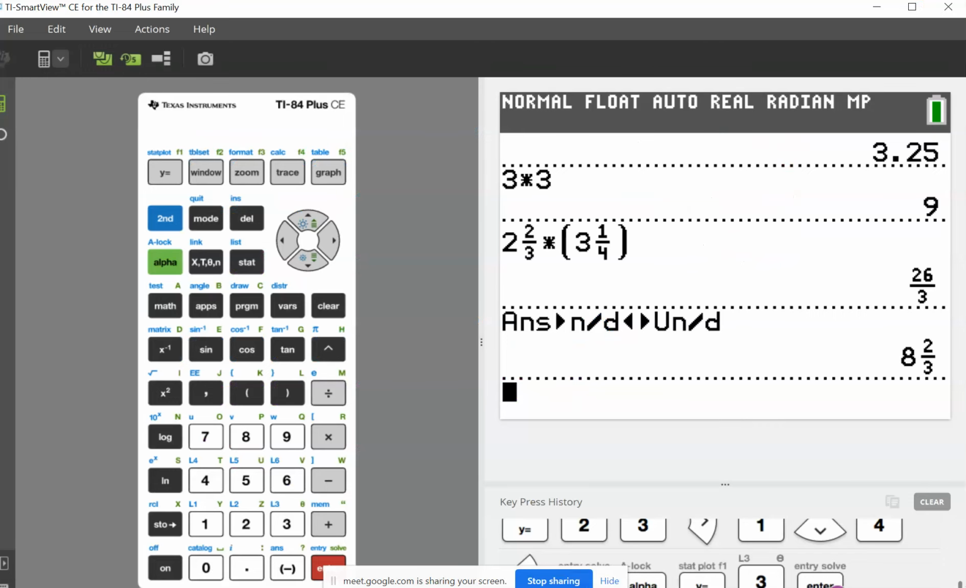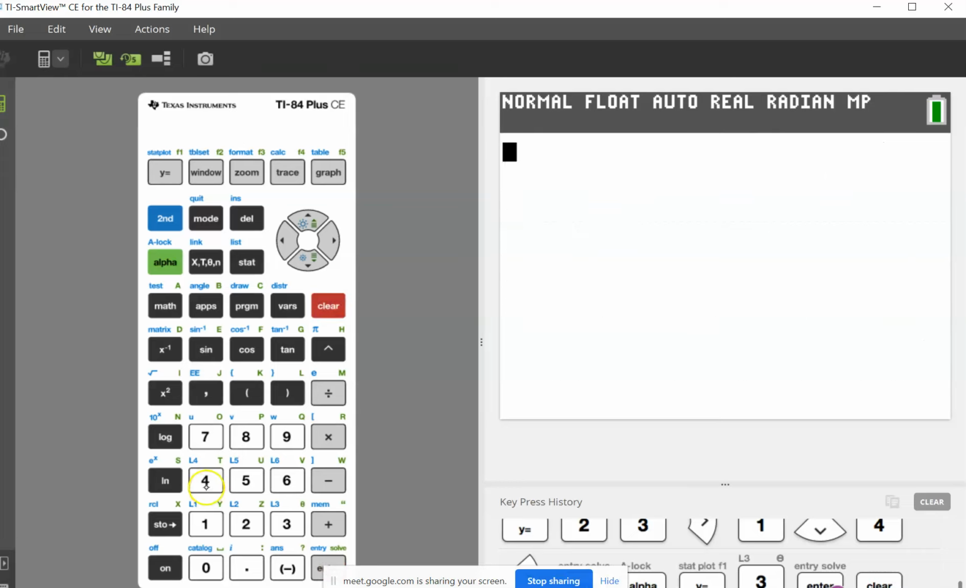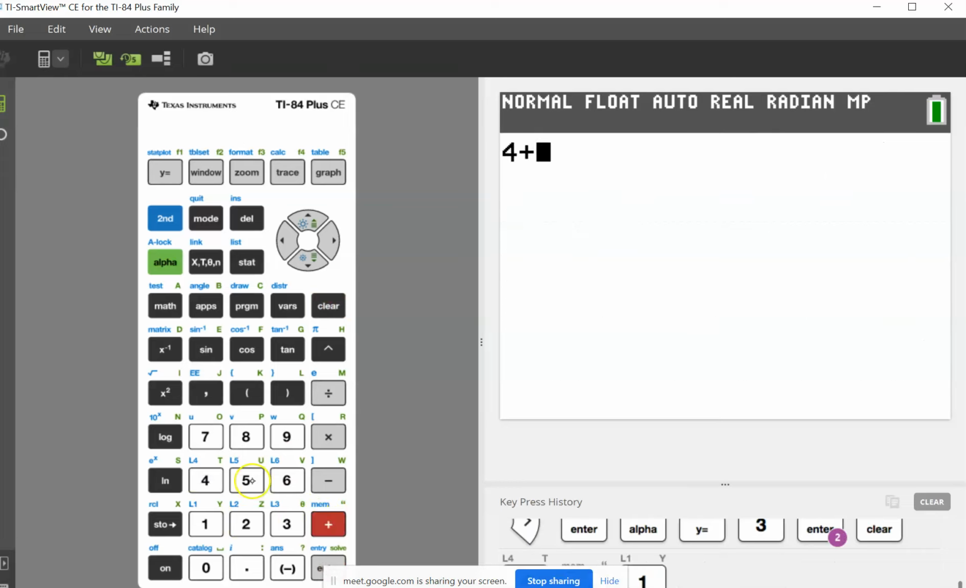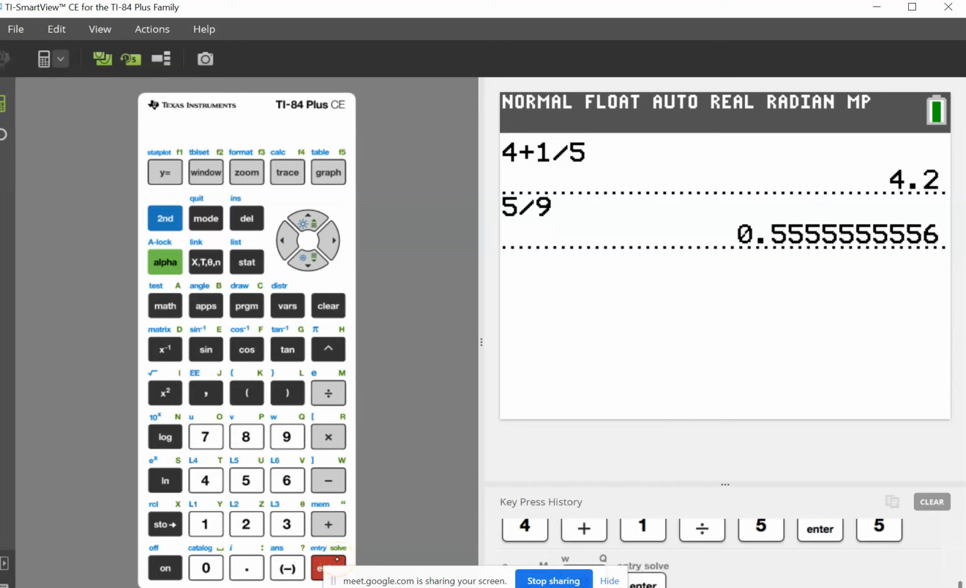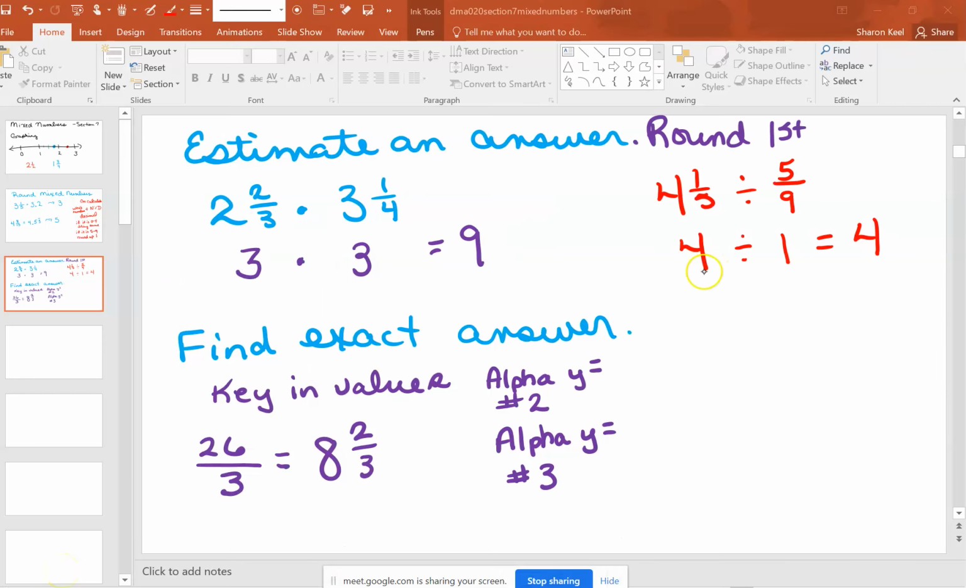But let's use our calculator and double check. We're going to do 4 plus 1 divided by 5. As a decimal, it gives us 4.2, which we know will round down to a 4. When we key in 5 divided by 9, we have 0.5 repeating. So the 5 would make the 0 round up to 1. Then we have 4 divided by 1, which gives us 4 for our solution. Our estimated answer was 4 divided by 1 is 4.